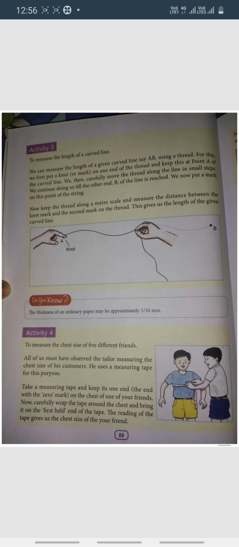That's why you can use a thread. Just put a knot at one side of the thread. Keep the thread just above the line, and when the line ends, make another knot or put some mark with the help of a pen or pencil. Then you can measure the length of that curved line by measuring the length of that rope or thread with the help of a ruler.